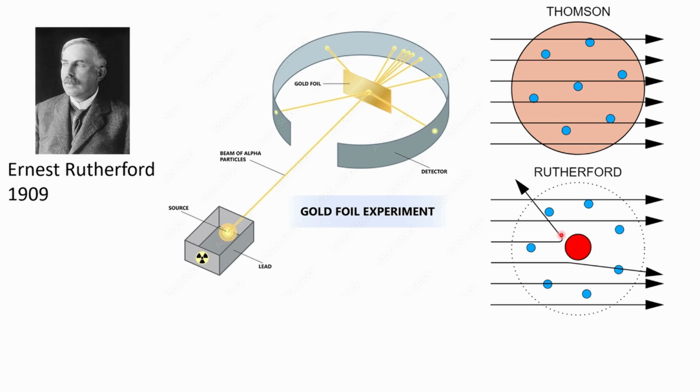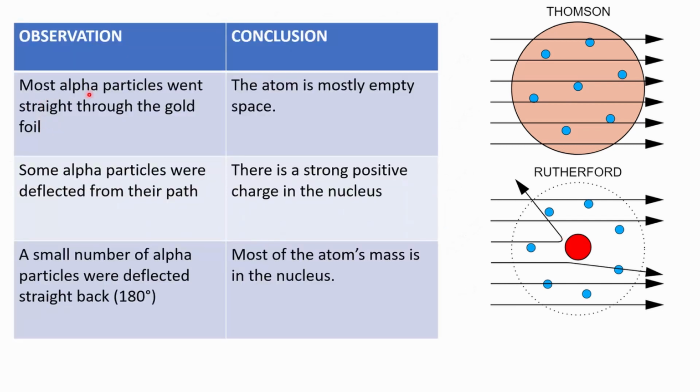Based on these observations, Ernest Rutherford came up with 3 conclusions. So most alpha particles went straight through the gold foil because the atom is mostly empty space. Some alpha particles were deflected from their path, they changed direction, as you can see here, and that was because there is a strong positive charge in the nucleus and they're both repelling. Remember we said alpha particles are positive, the nucleus is positive, and it's dense, all of the positive charges inside the nucleus, so they're both repelling each other.